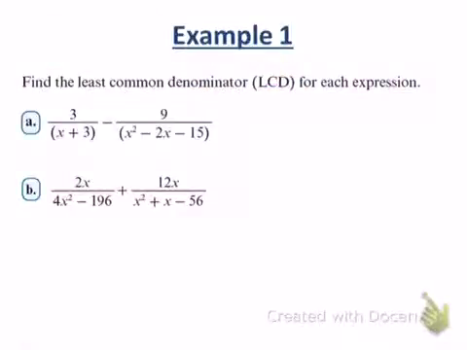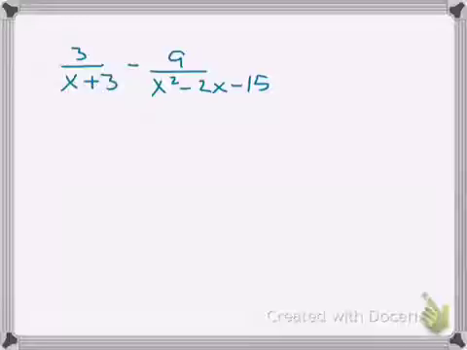So we're going to deal with number 1 here. I'm sorry, this should have been written there. My PowerPoint's not acting right. I'm going to rewrite this. 3 over x plus 3 minus 9 over x squared minus 2x minus 15 is the problem we're working here.